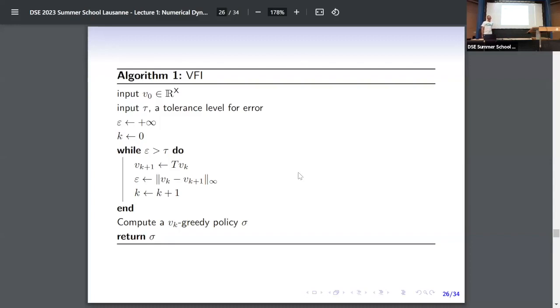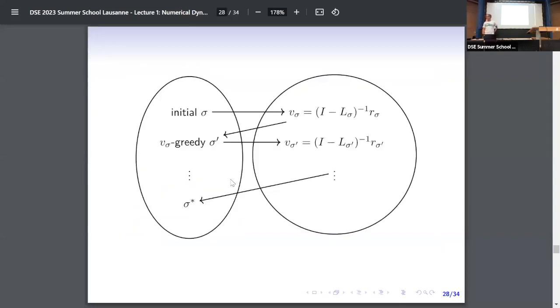There's a bunch of different tricks. I don't think the infinity norm is really the issue. Particularly in this setting, all of the norms are going to be essentially equivalent because it's finite dimensional. But there's potentially lots of tricks that we could use to speed up value function iteration that way. You know that once sigma k equals sigma k plus 1, this thing terminates.